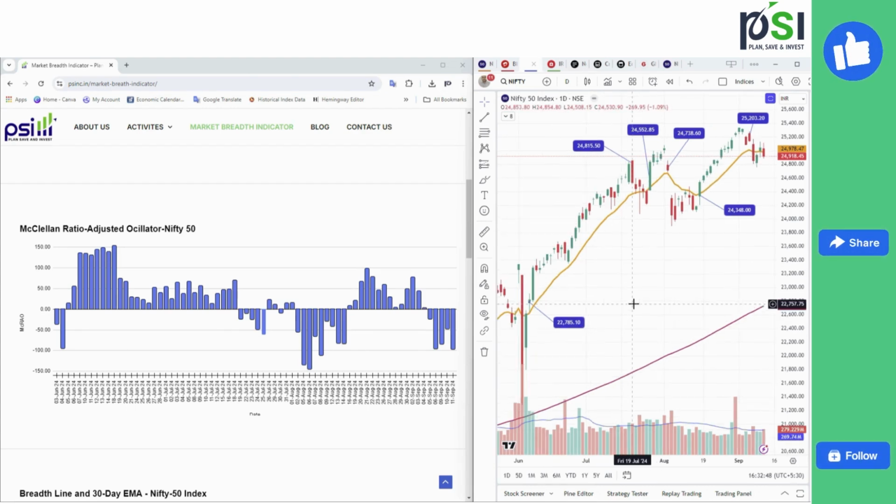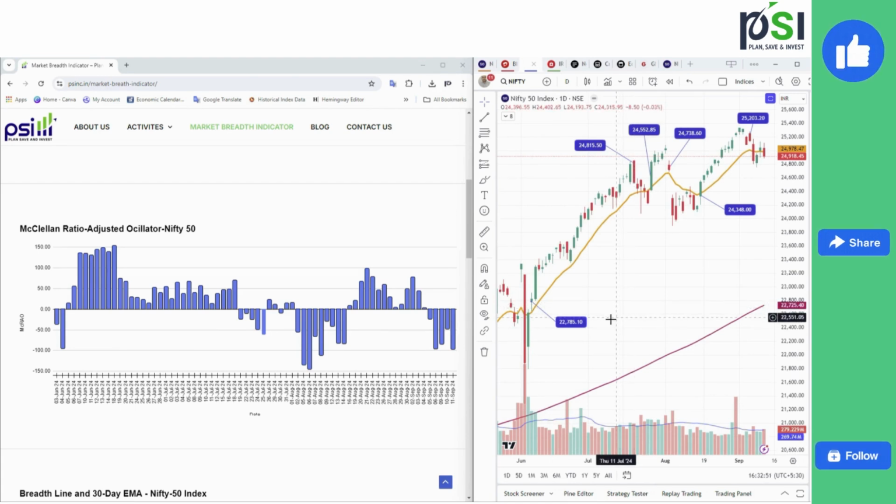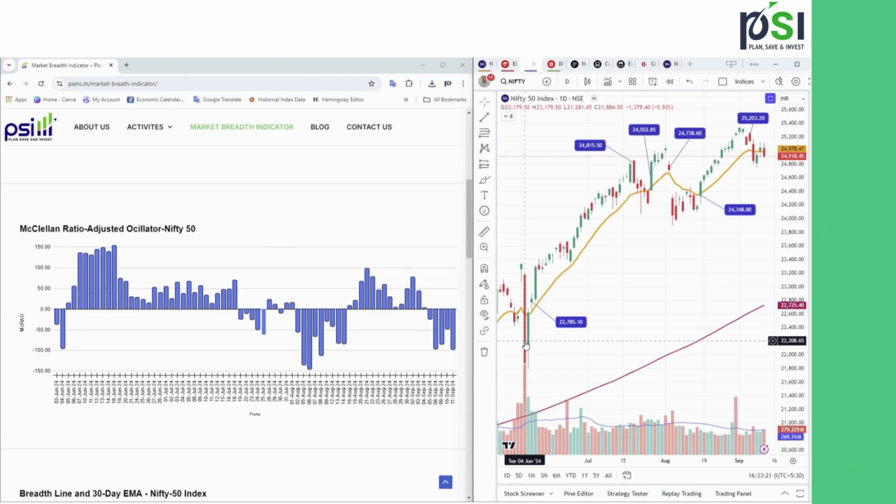Next, to understand properly, I pointed out points 1, 2, 3, 4, 5, 6 on the Nifty 50 daily chart, comparing with the McClellan ratio adjusted oscillator for Nifty 50. Let's examine the first point. We know that on 4th June, the election day, the market was down by almost 1380 points. Most market participants anticipated that BJP would form the government with a majority, but the majority was not reached as per market expectation. Then the market corrected almost 1380 points.